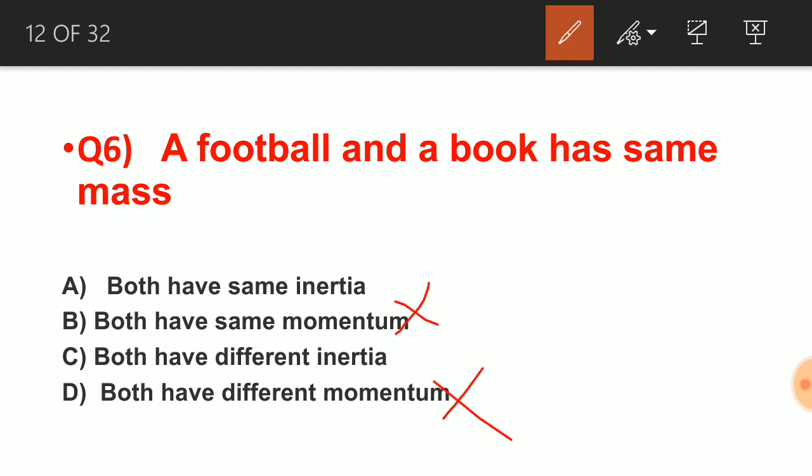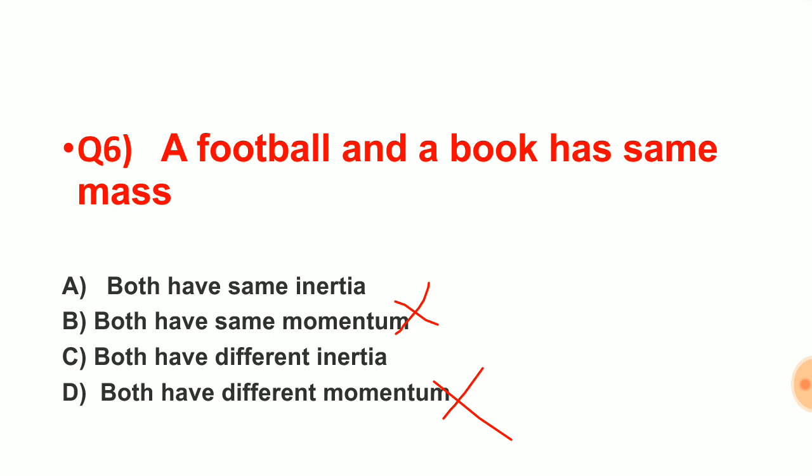For momentum, the velocity should be clearly given. But velocity is not there, and we are not talking about velocity. So option choices B and D are wrong choices. So the correct choice for this question is, if two bodies have the same mass, they have the same inertia. Now let us move to question number 7.